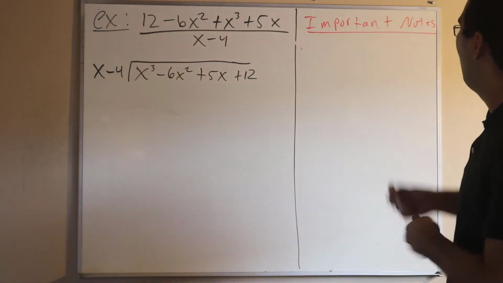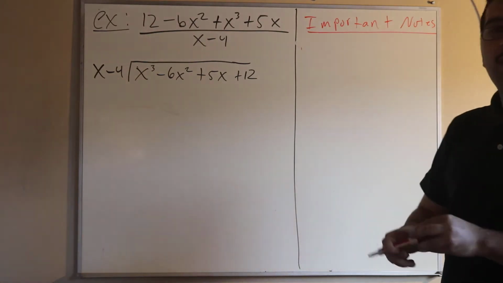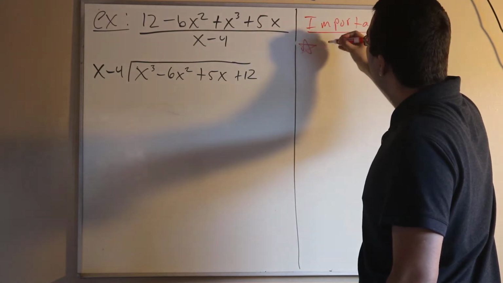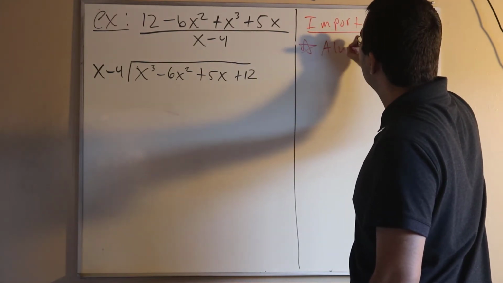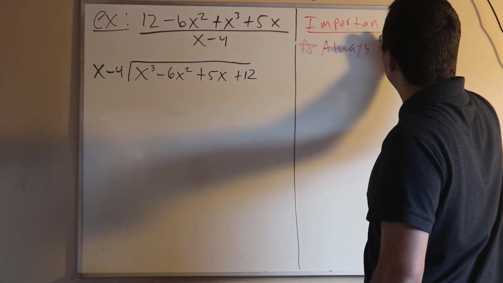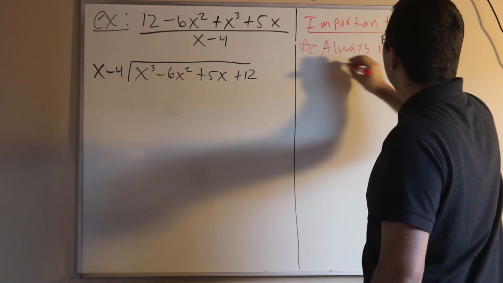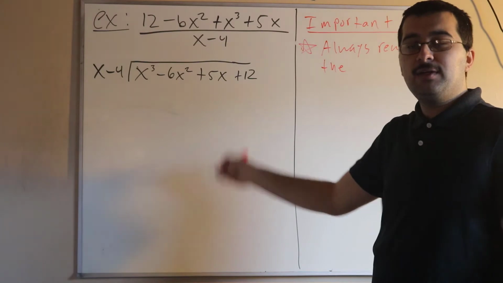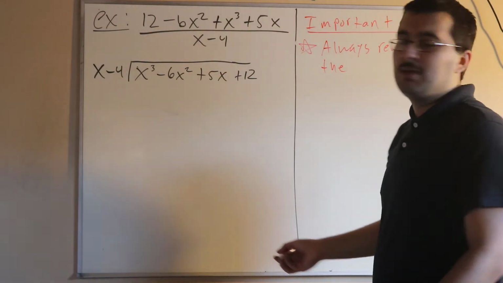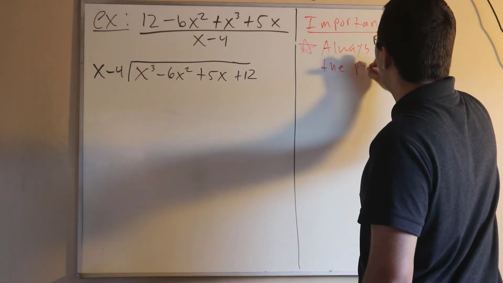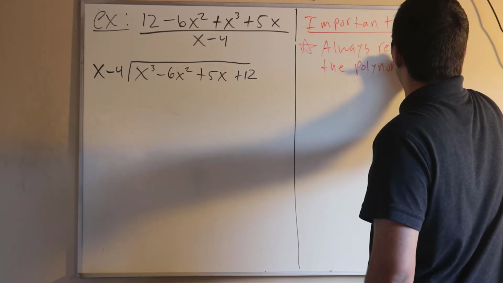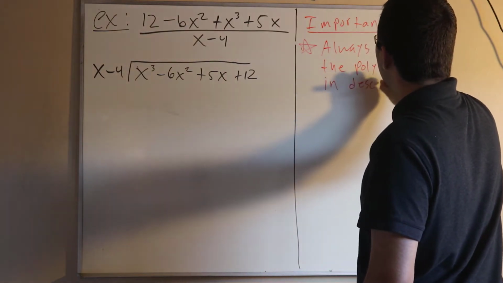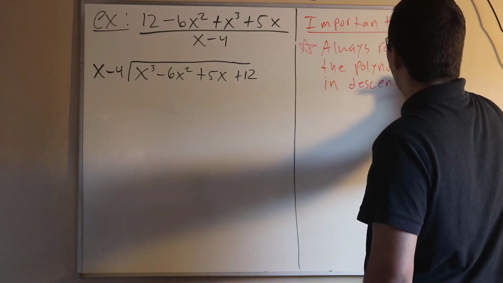As you can see, I'm hopefully going to have a nice column off the side where we can keep important notes. And there's our first one: always rewrite the polynomials. And it could be the divisor too. In this example, it was just the dividend, but maybe you have to reorder your divisor too sometimes. Always rewrite the polynomials in descending order of power.